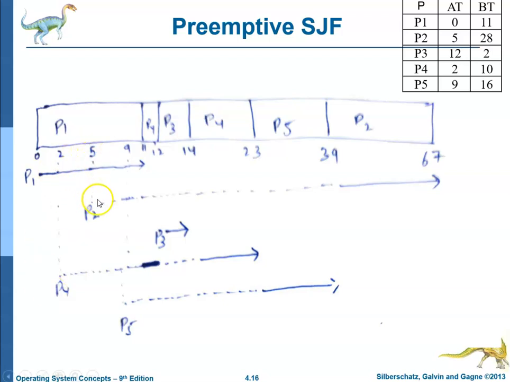At time 5, P2 comes into the system. You can see P2's burst time is 28, whereas P1's remaining time will be 11 minus 5, 6. So 6 being the shortest, P1 will continue to execute till time 9. At time 9, P5 comes into the system. P5's burst time is 16, whereas P1's remaining time is 11 minus 9, 2. Hence, P1 being shortest, P1 will continue to execute, and it will complete its execution at time 11.